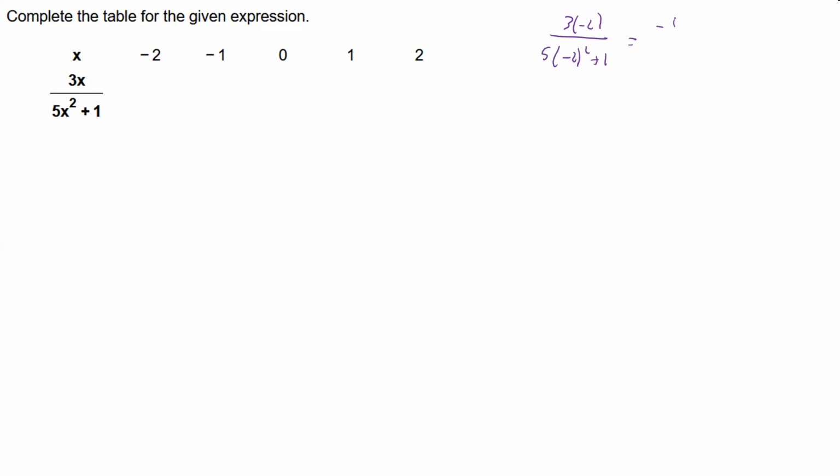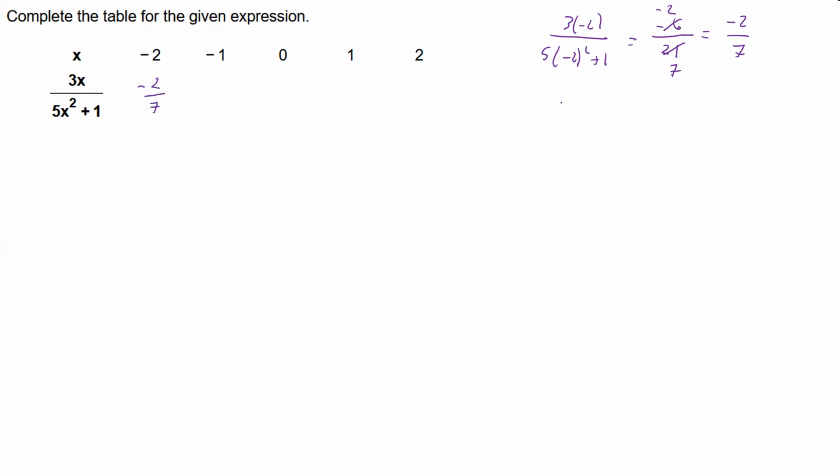Well, that's going to be negative 6 over, here we have negative 2 squared is 4, times 5 is 20, plus 1 is 21. Okay, and so that would be that. Now, it doesn't say to, but most of the time they want us to reduce our expressions. So 3 will go in here, and that'll give us a negative 2. 3 will go in here, and that will give us a 7. So negative 2 sevenths looks to be the answer to that one.